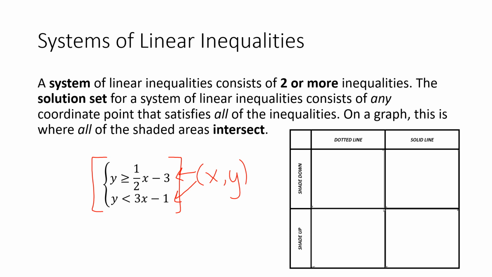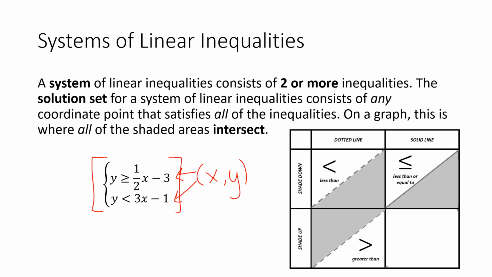So a quick refresher on your symbols. The less than sign indicates that you will use a dotted line and you'll shade everything below the line. Less than or equal to means that you'll use a solid line because you're including the points that are equal to the line, and you'll shade down including all the points below the line.